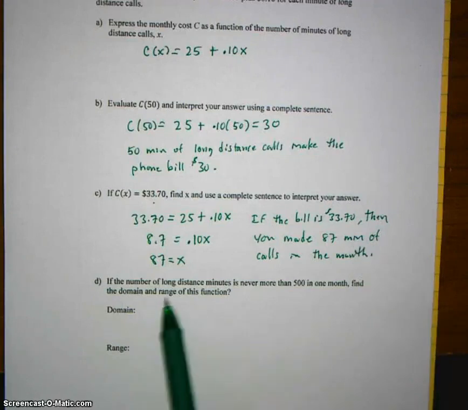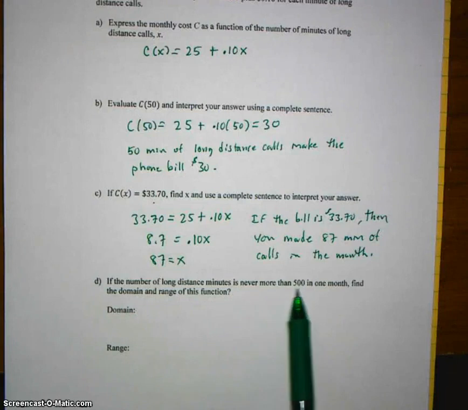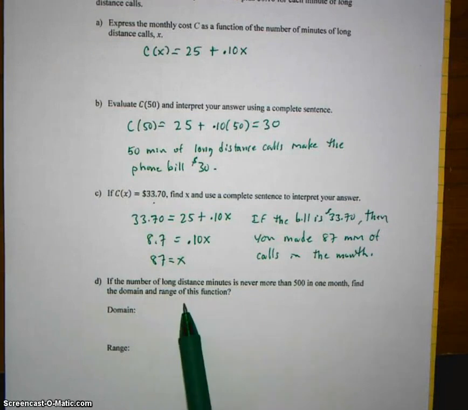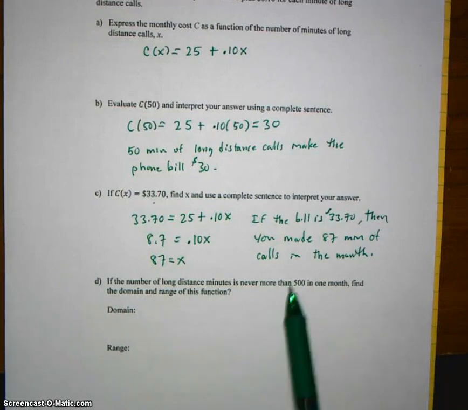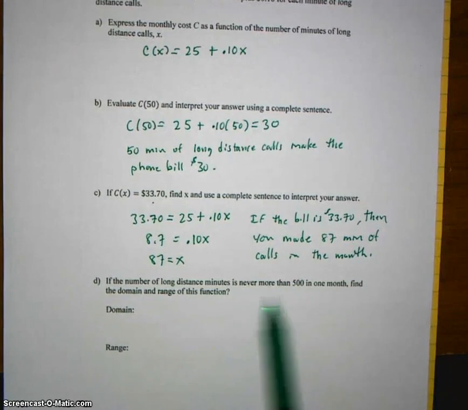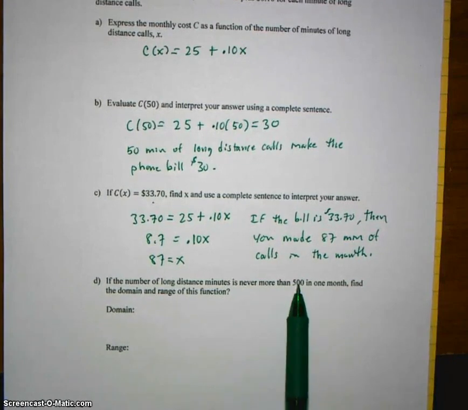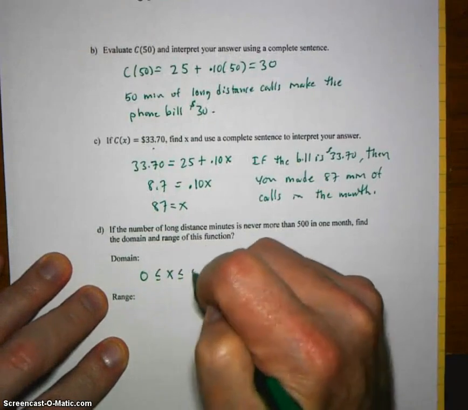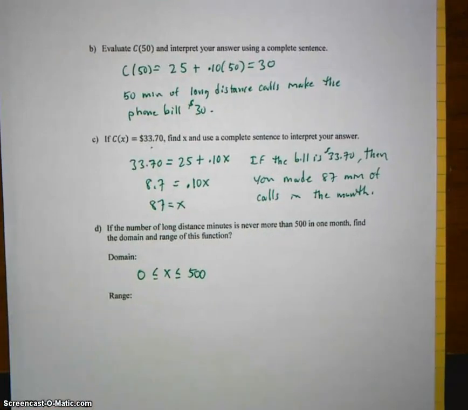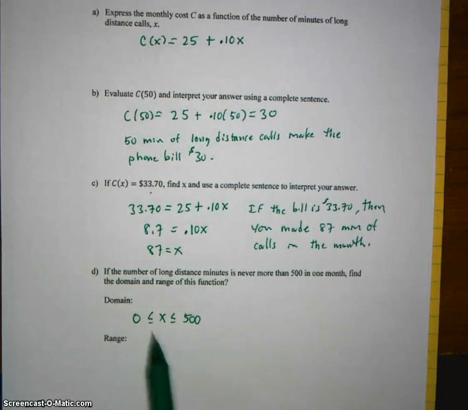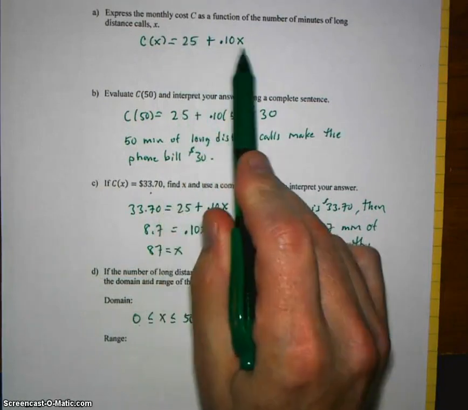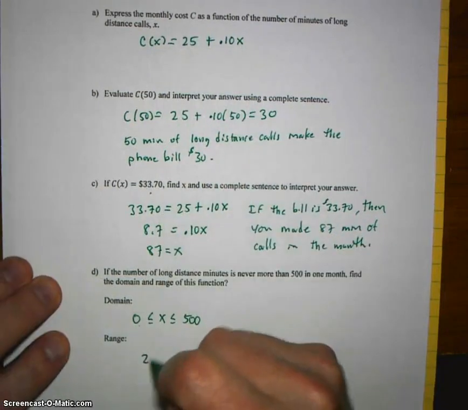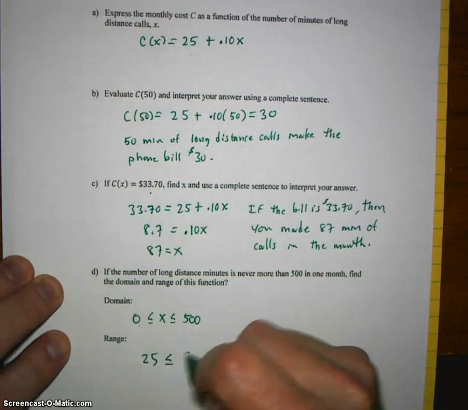Alright, finally, if the number of long distance minutes is never more than 500 in a month, find the domain and range. So again, minutes, that's our x. They're telling you the maximum for the x is 500, and the minimum, of course, is 0. Maybe you don't make any long distance calls in a month. And then for our range, we would take 0 and plug it in there. When I plug it in there, I'm going to get 25. So it's going to cost me $25 just to have the phone hooked up.